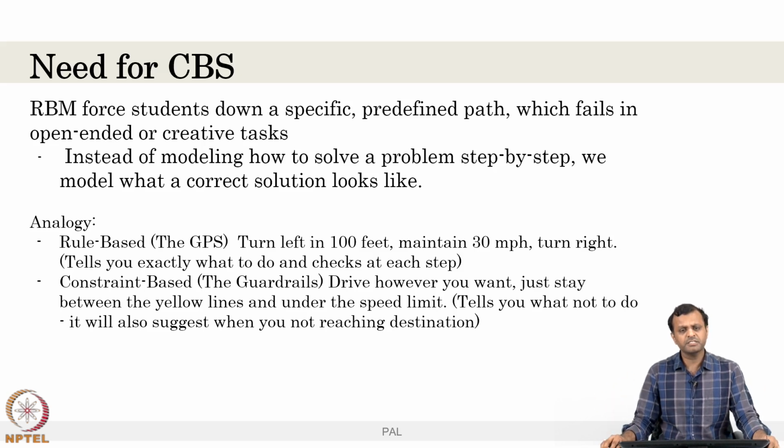Whereas a constraint-based system is like guardrails. It's not telling you each step. It says you have to start here and reach a particular destination. Drive whatever way you want, at whatever speed you want. You can take a left or right, it doesn't matter. But stay between these lines and stay within the speed limit.